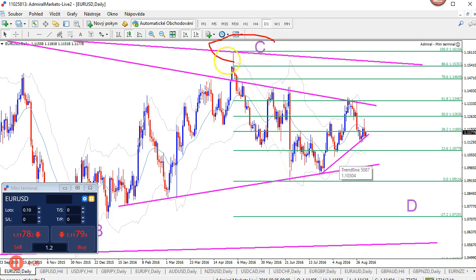I do think, though, at this moment that the wave C is finished and we're in a wave D. So if we put a fib on the very first part, this is the first part, I think this is the second part, and this could be the third part of that wave D.